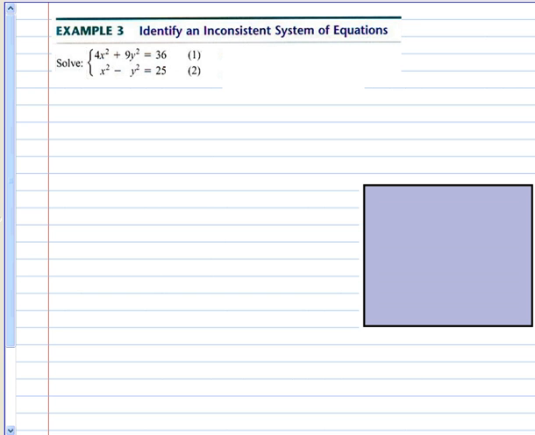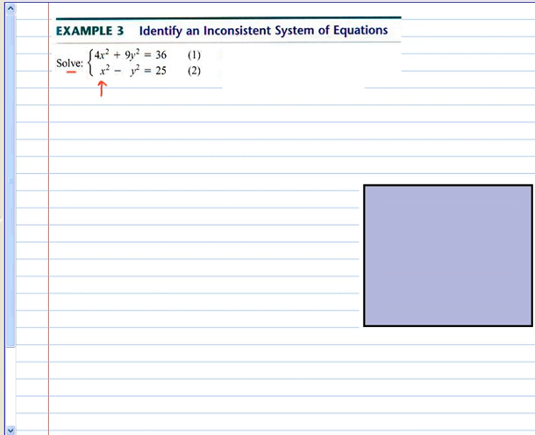Example 3. We again have a situation where I have squared terms, so I'm going to want to try to eliminate, to get rid of it. So let's try that same technique. And I can eliminate the x's or eliminate the y's, it doesn't matter. I'm going to go for the x's this time.